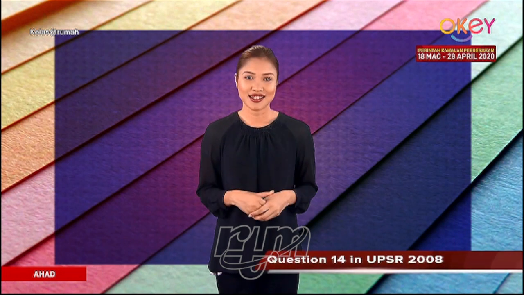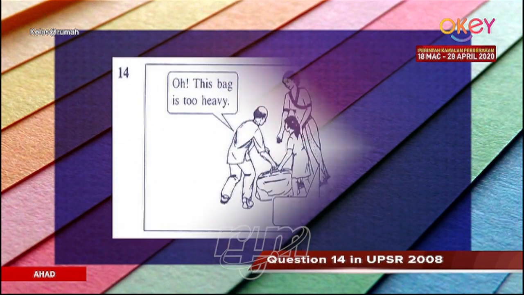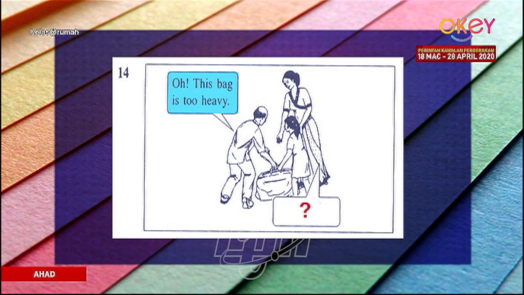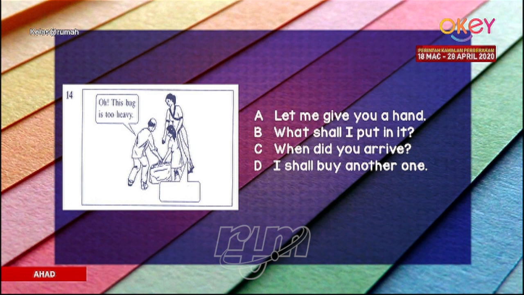In 2008, question 14 tested pupils on this language function. This picture shows a man, a woman, and a child around a bag. The man in the picture says, "Oh, this bag is too heavy." So what should the woman say in order to be polite and helpful? The most suitable and polite response would be A. Let me give you a hand.